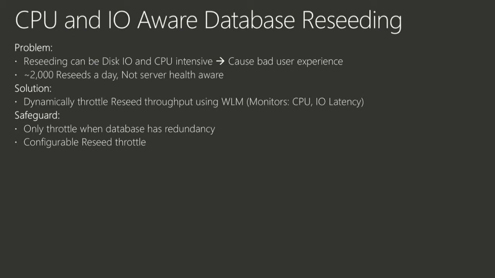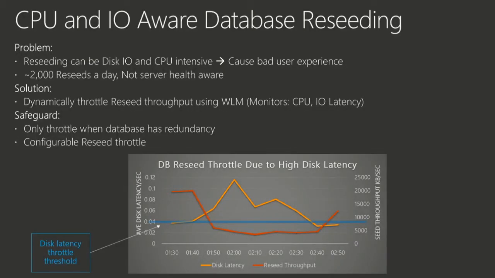One of them is that this is configurable, so that if you need to stop throttling for whatever reason, you can do that. The other one is that we will only throttle you if all of the other copies of the database are still healthy. So I'm going to walk you through an example. This is actually taken from our production servers.